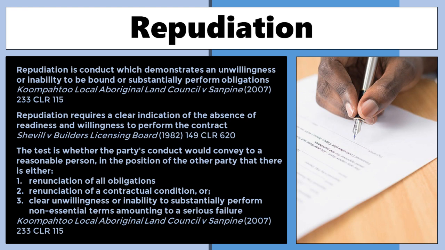So if there's a bunch of contractual warranties still to be performed under a contract, and the other side says we're not going to do all of these, that's repudiation, all right? If there's some terms that still haven't been fulfilled, one of them is a condition, and the other side demonstrates they're not going to fulfill that condition, that's repudiation.